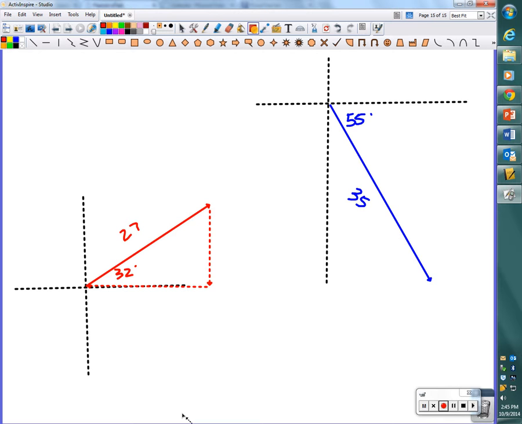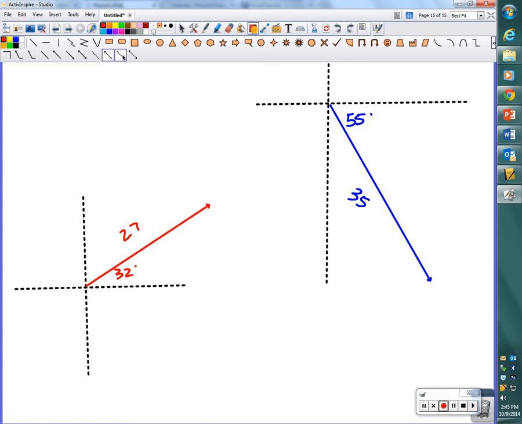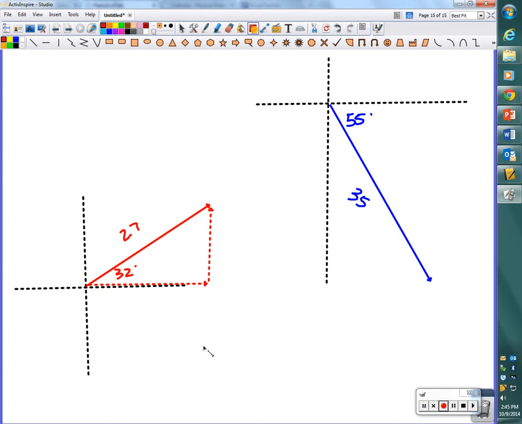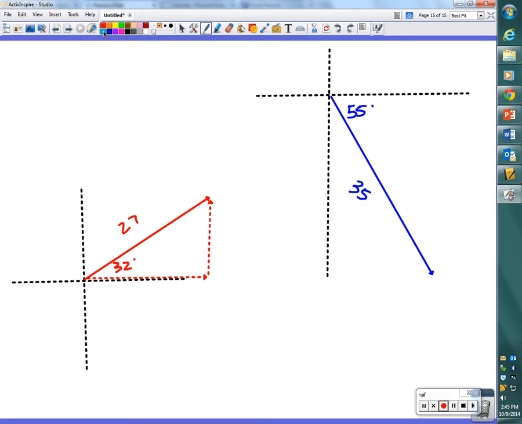Why is it drawing that way? I don't want it to draw that way. I know why. Silly. That's just silly. There we go. Okay?